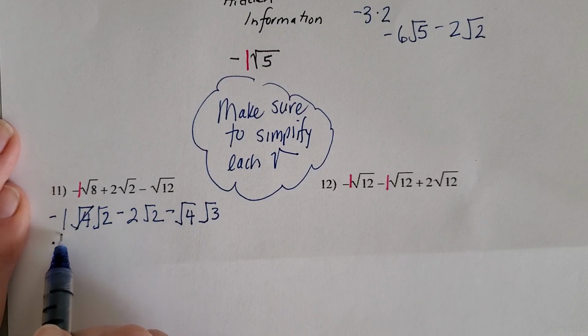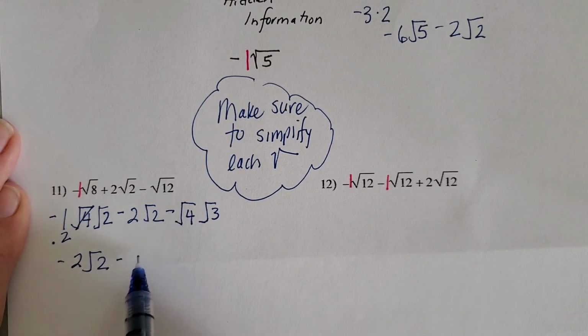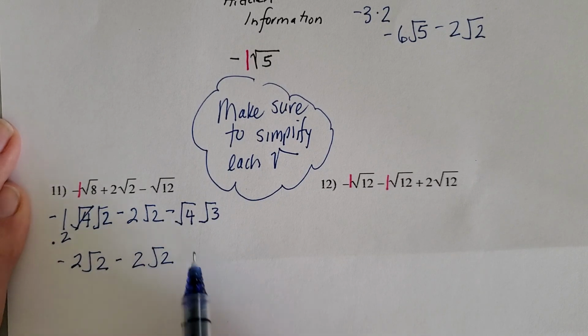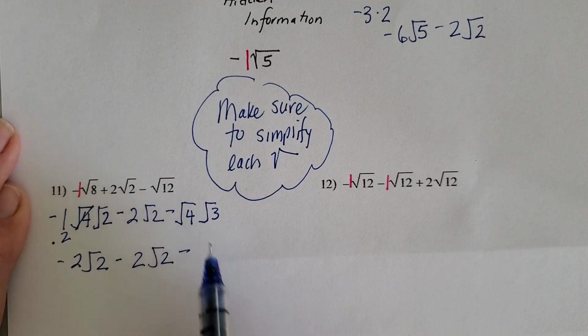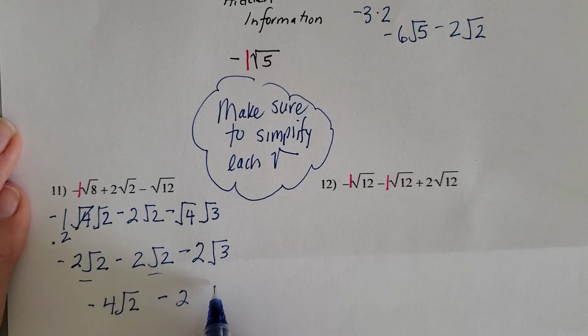Square root of 4 is 2, so these are both outside and they're multiplied. So we have negative 2, radical 2. Bring this one down. Simplify here. The square root of 4 is 2. It's outside of a radical sign. And now we see we have like terms here, so we can combine them. A negative 2 and a negative 2 is a negative 4, radical 2. When we add these, the radical doesn't change. And minus 2, radical 3.